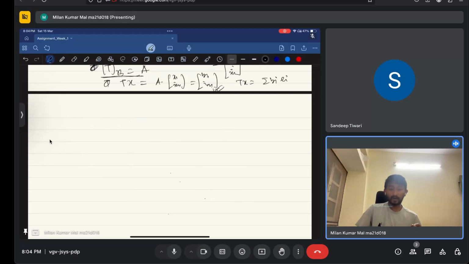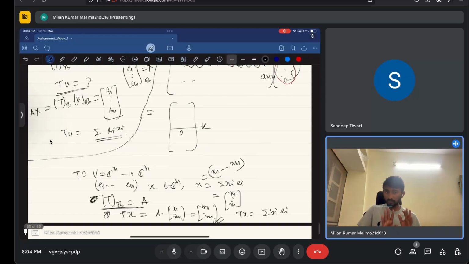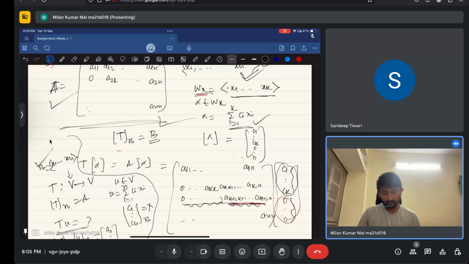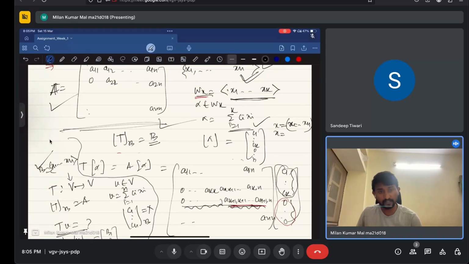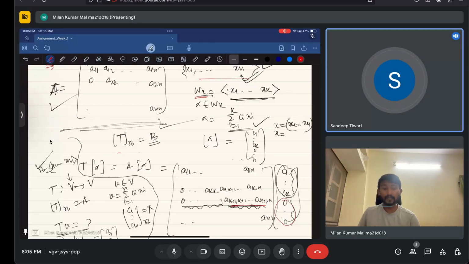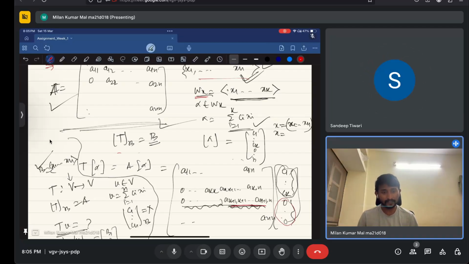Whatever you can do with the standard ordered basis, you can do with any ordered basis, but be careful. Whenever you are given a vector x1, x2, ..., xn, you can't directly multiply it with the operator A. You have to represent x with respect to the ordered basis x1, x2, ..., xn and find the coordinate vectors, then multiply. Suppose you have a given vector x in R3 and the ordered basis is changed, not the standard ordered basis.